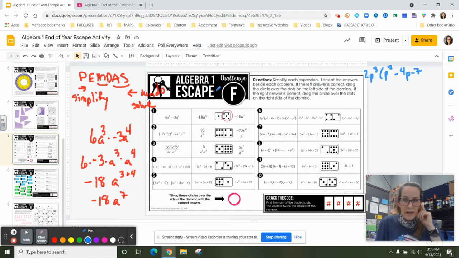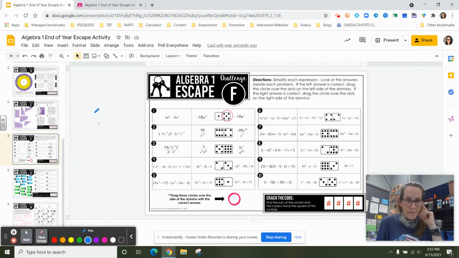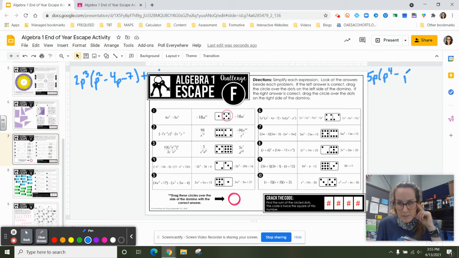Oh man, I'm going to run out of room. I got to do some erasing. Okay, hang on. Let me clear my screen. Let's try again. Okay, so I've got 2p cubed times p squared minus 4p minus 7 plus, I'm going to jump over here, 5p times p to the 4th minus p squared. I hope I read that correctly.